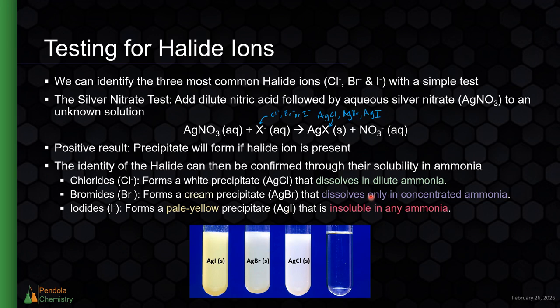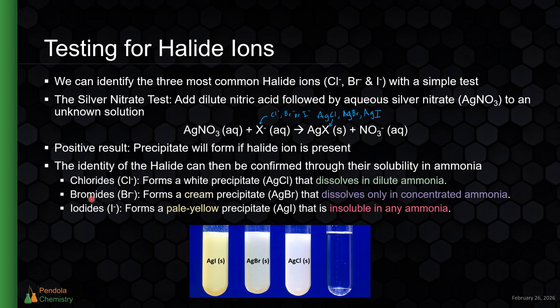Silver bromide will, however, dissolve when concentrated ammonia is added, meaning when we add a large amount of ammonia. And so the silver bromide, the cream precipitate, will be soluble in concentrated ammonia, whereas the silver iodide, the pale yellow precipitate, is not soluble in any.